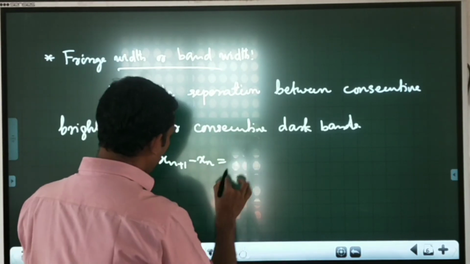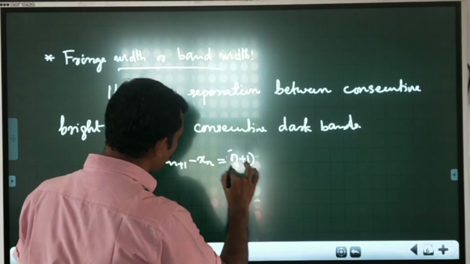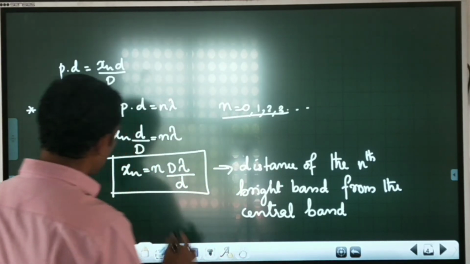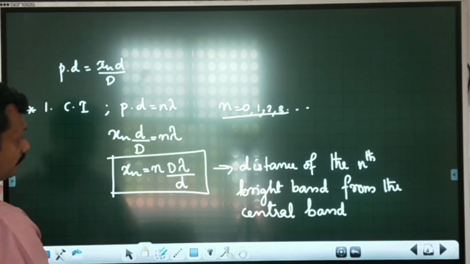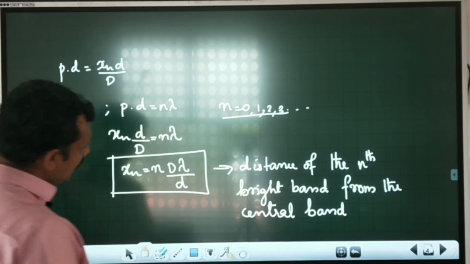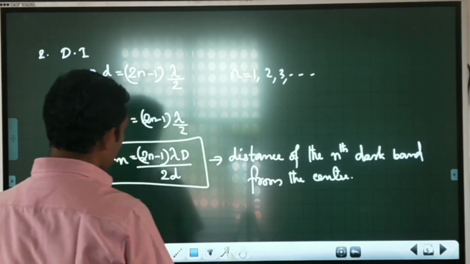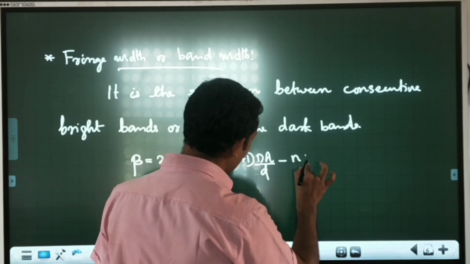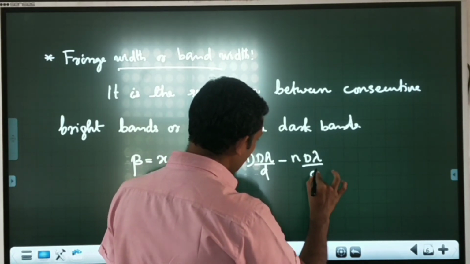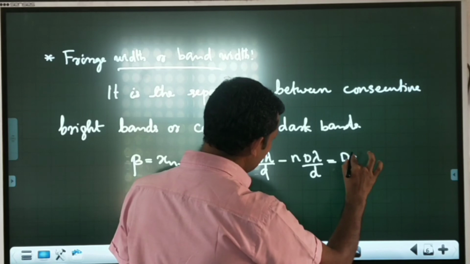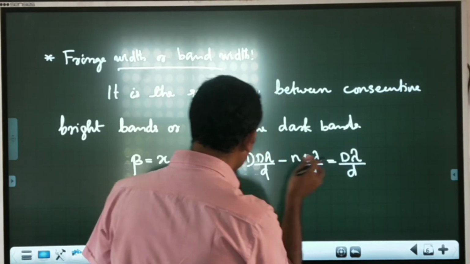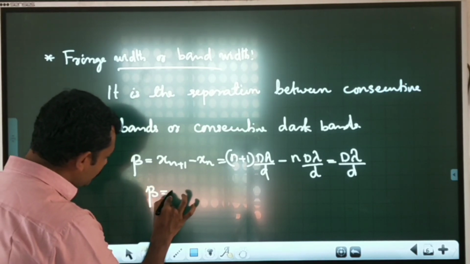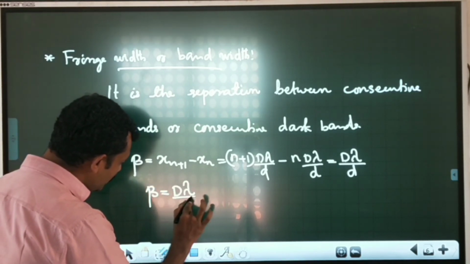So I am taking for bright bands. So this is n plus 1 D lambda divided by small d, because you have seen condition for nth bright band is this one, n D lambda by small d. So as I take n plus 1 band, n plus 1 D lambda by small d minus n D lambda by small d, which can be reduced to D lambda by small d. You can find the difference by yourself and you can see that fringe width beta is equal to D lambda divided by small d.